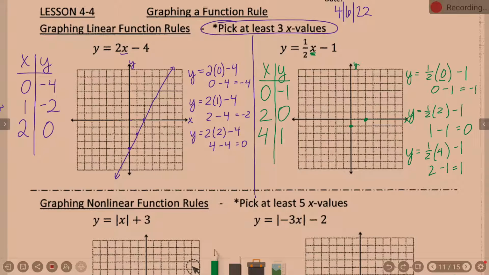And then 4, 1. Now, the first number, 4, tells me to go left or right. So we're going to go over 4. The second number tells me to go up or down. So 4, 1. Okay, so I went right 4, up 1. Did my points make a straight line again? Yeah, they did.